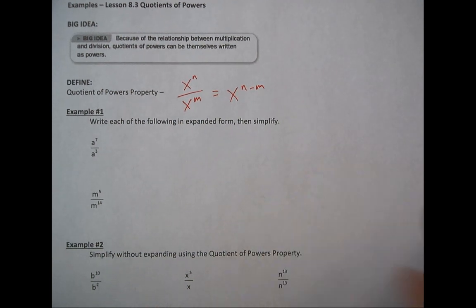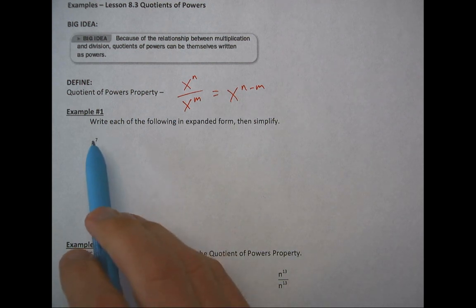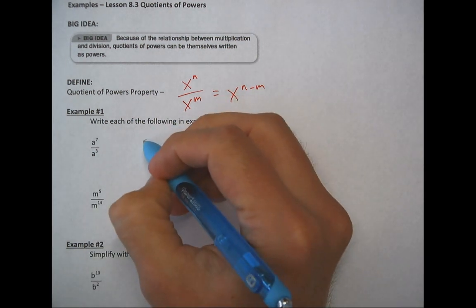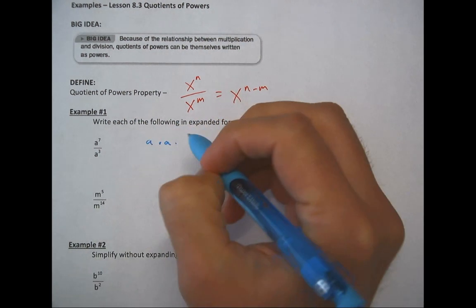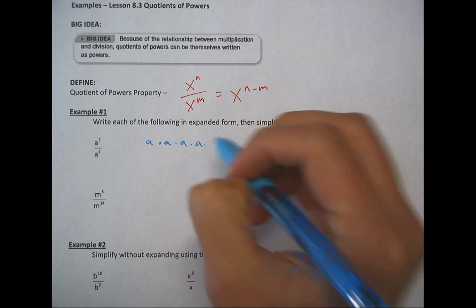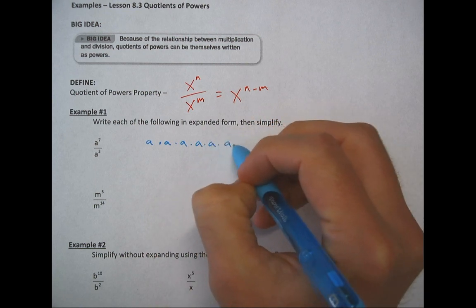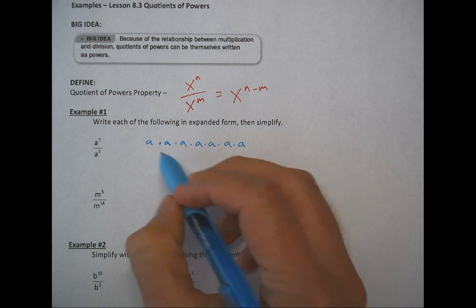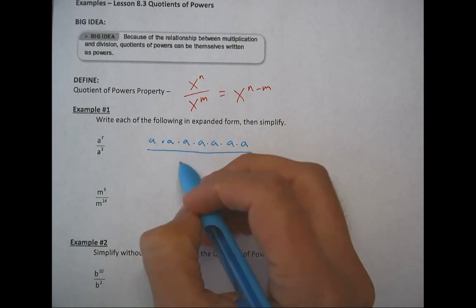So example number 1 is going to show you why this property works. Write each of the following in expanded form and then simplify. If I'm going to expand this, numerator and denominator, the numerator is a to the 7th. So that's a times itself 7 times. 1, 2, 3, 4, 5, 6, 7. And on the bottom, a to the 3rd.